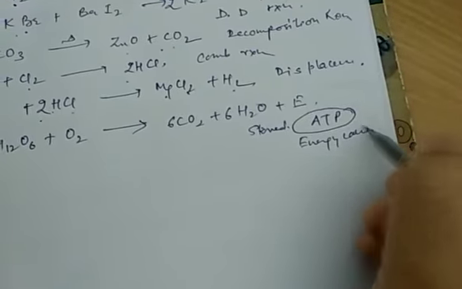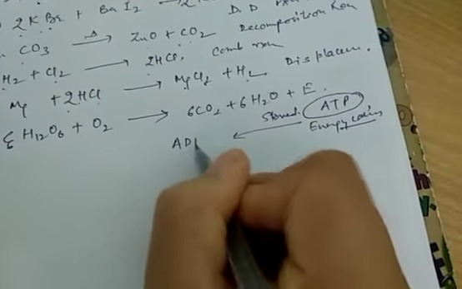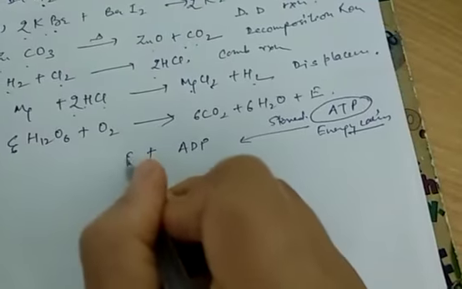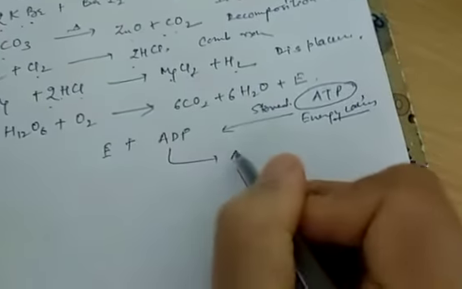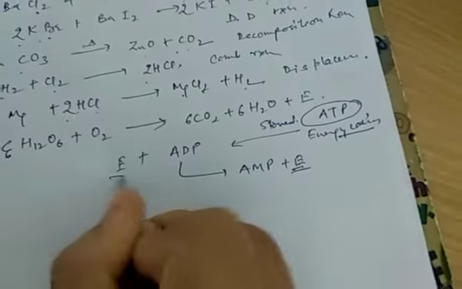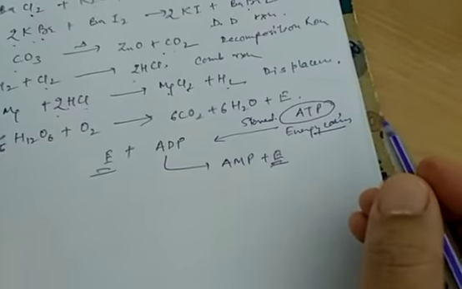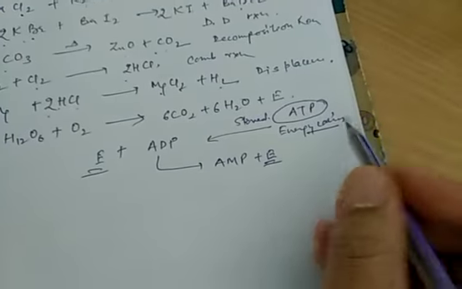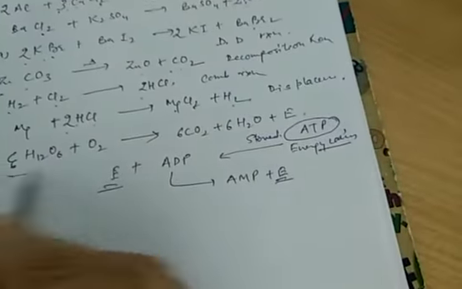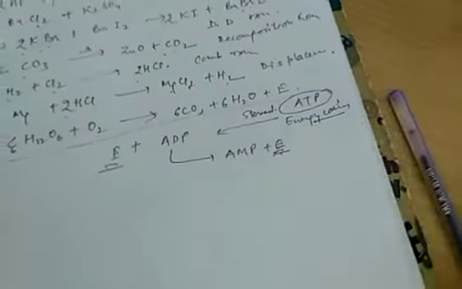When your body needs this energy, it changes into ADP plus energy or AMP plus energy, and this energy is utilized to do several works, for example reading, writing, jumping, playing, etc. So this reaction, the respiration reaction, is an exothermic reaction.